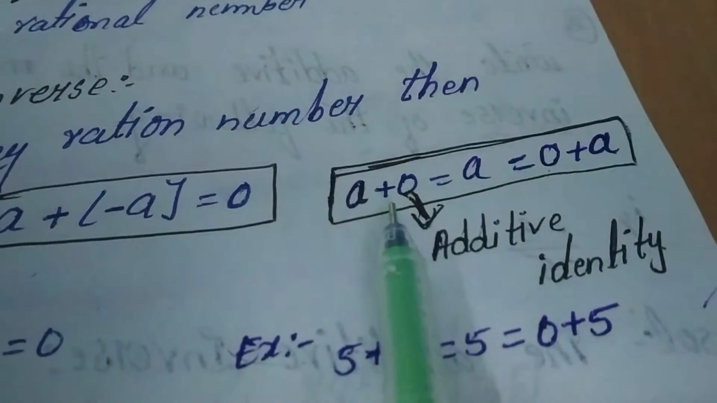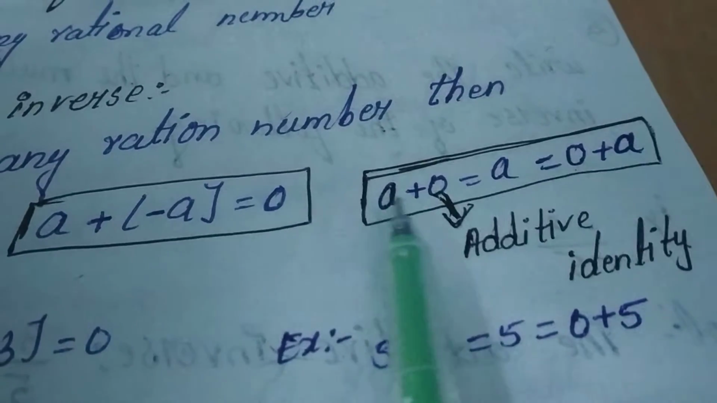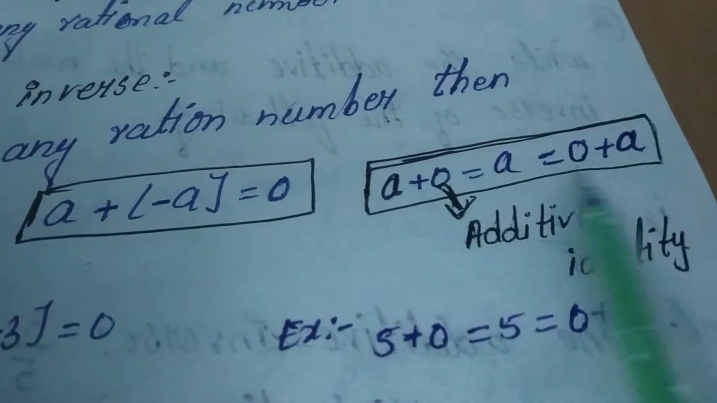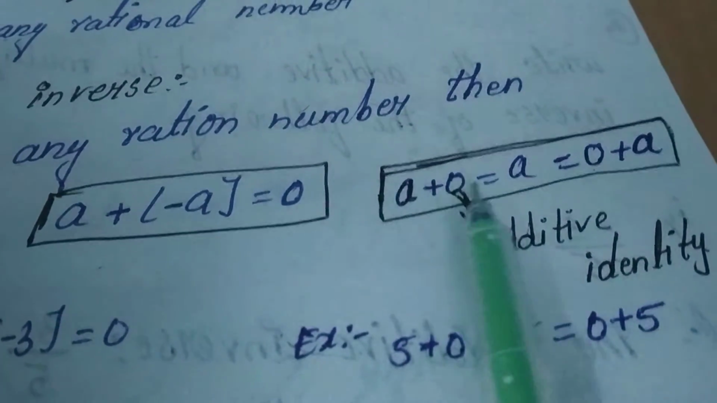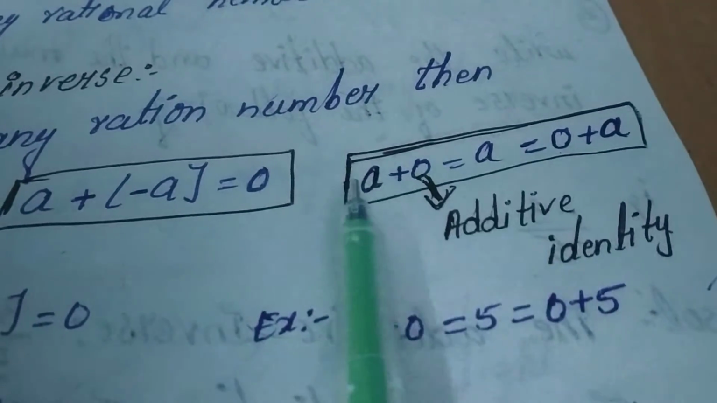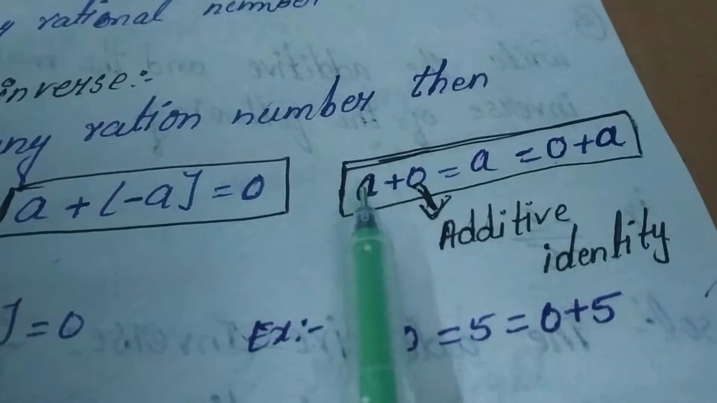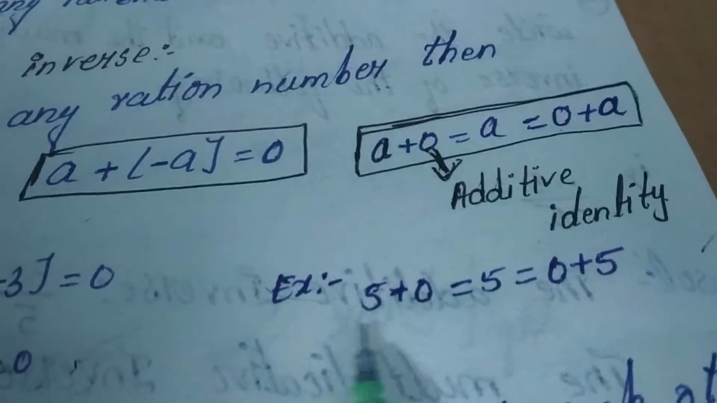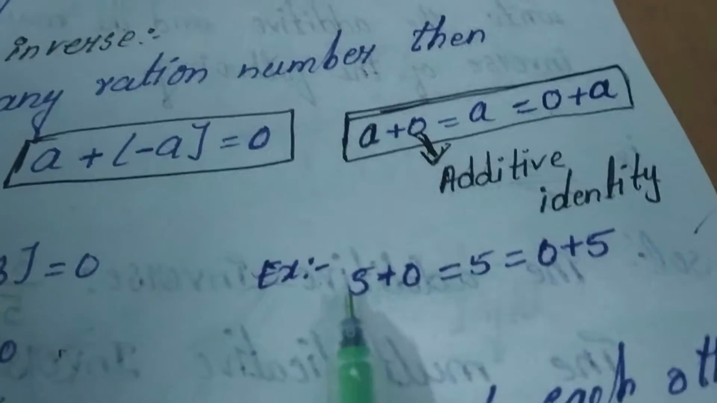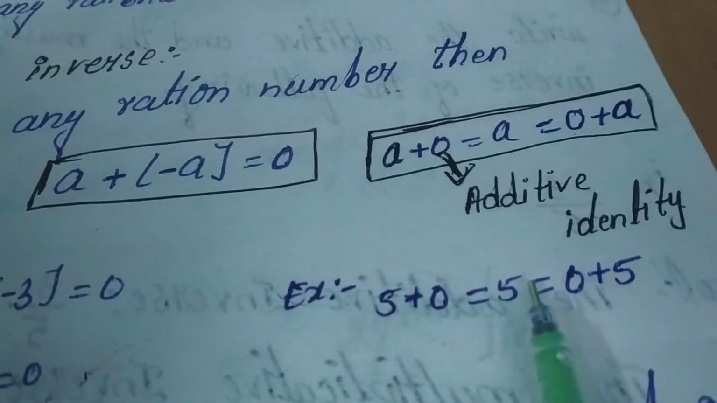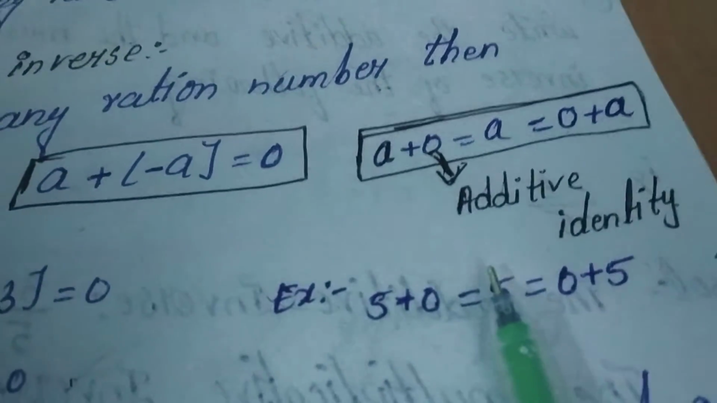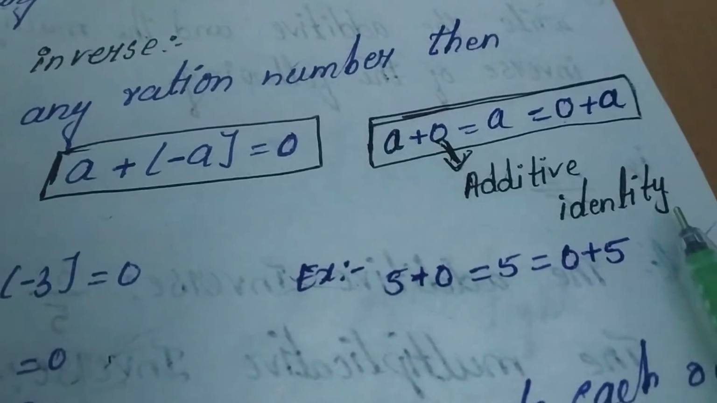Here is also one formula. a plus 0 is equal to a, and 0 plus a is equal to a. What does that mean? If we add 0 to any number, we get that same number. Let's see an example. a is any number, any integer. 5 plus 0 we get only 5. If we add first 0, then 5, we get only 5 as the answer. Here 0 is the additive identity.